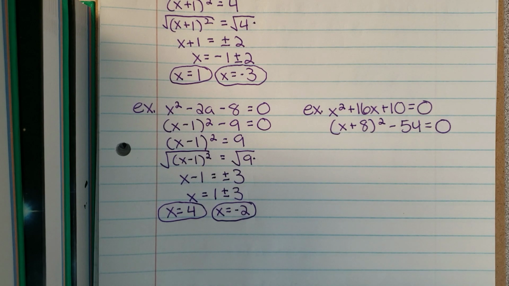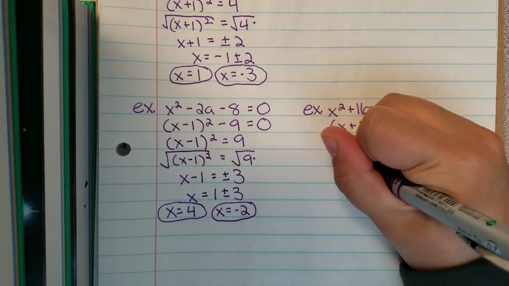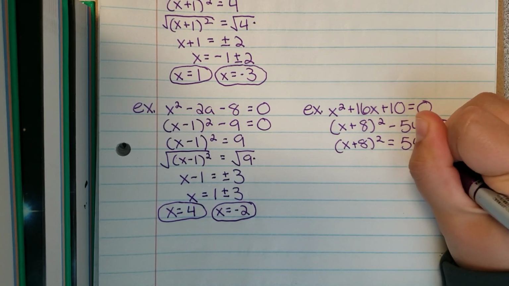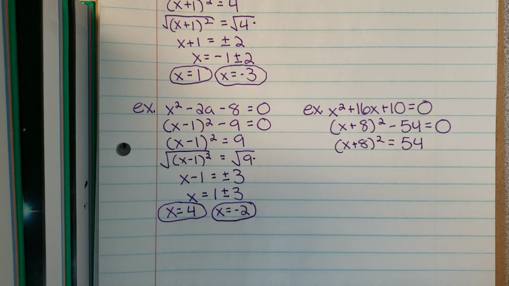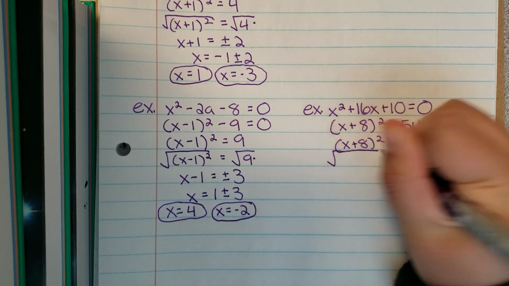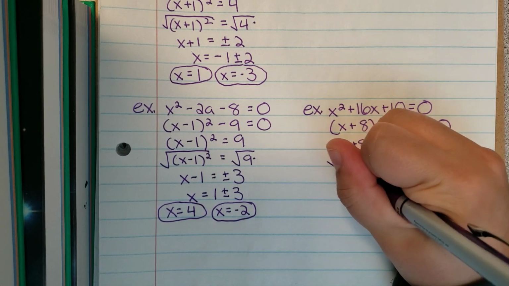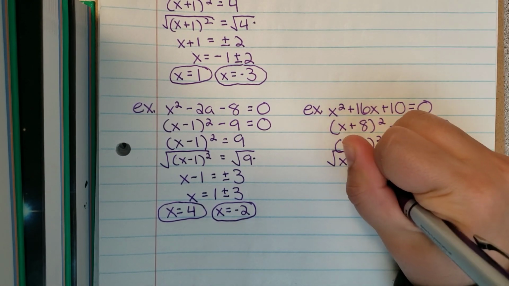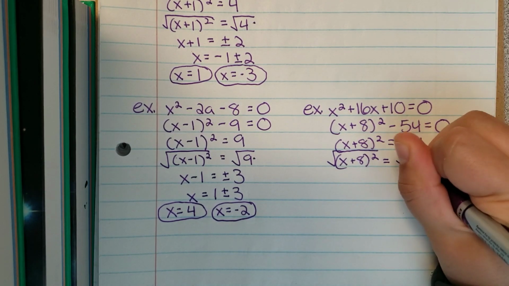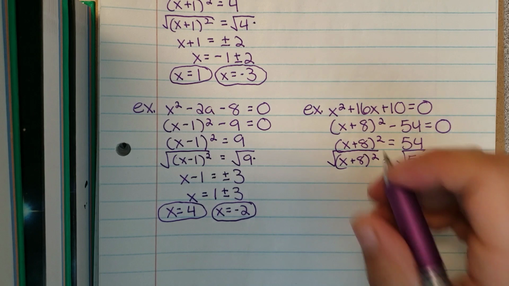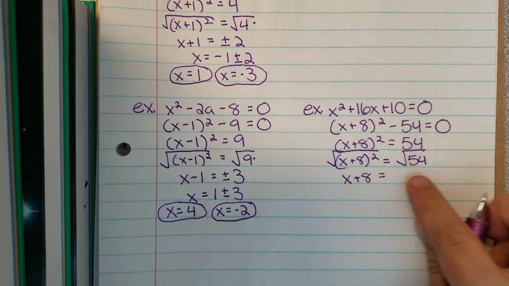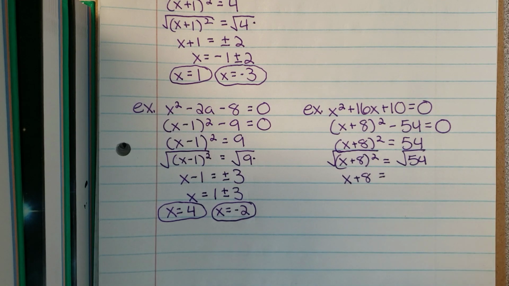Now we're going to add 54 to both sides. So x plus 8 squared equals 54. Then we're going to take the square root of both sides. So we're going to do the square root of x plus 8 squared equals the square root of 54. So on our left side, we're going to have x plus 8. But on our right side, 54 is not a perfect square. But you know what to do.